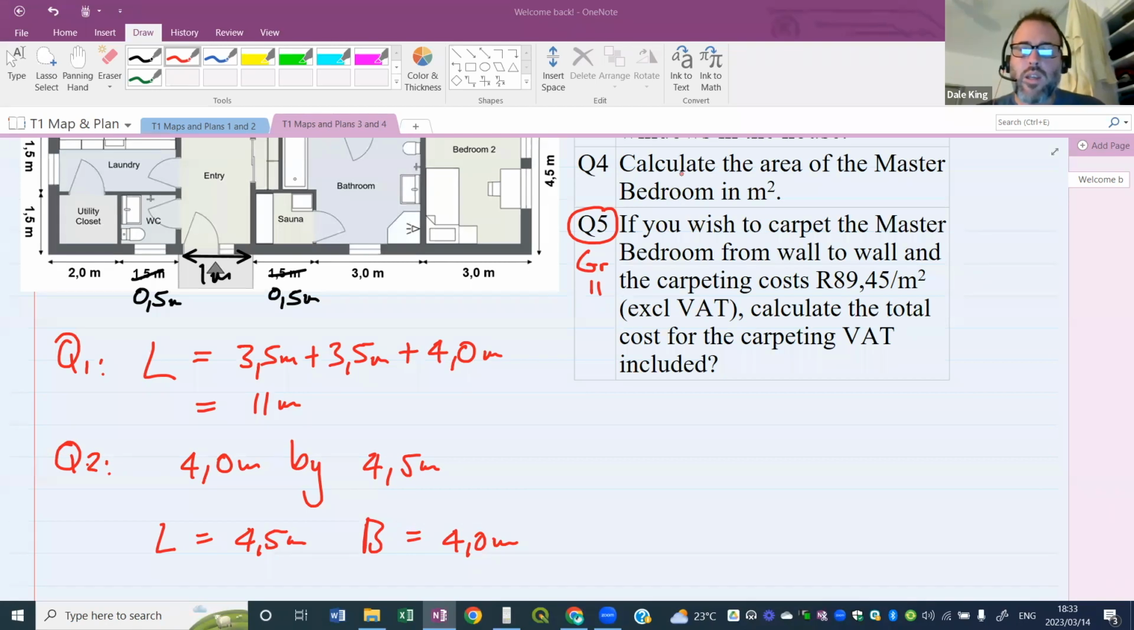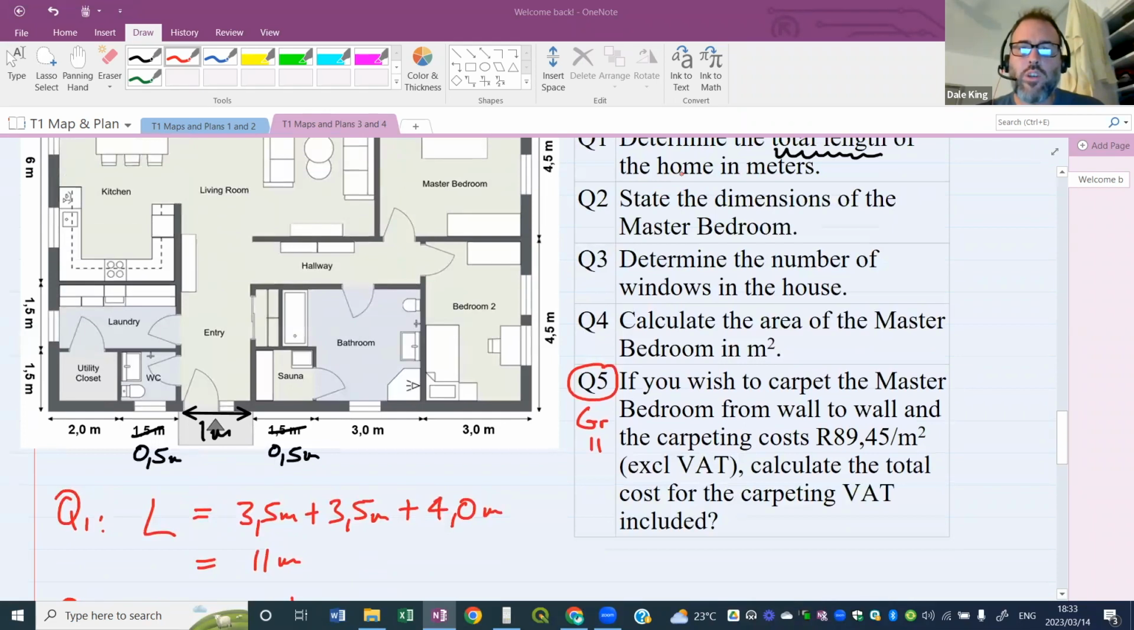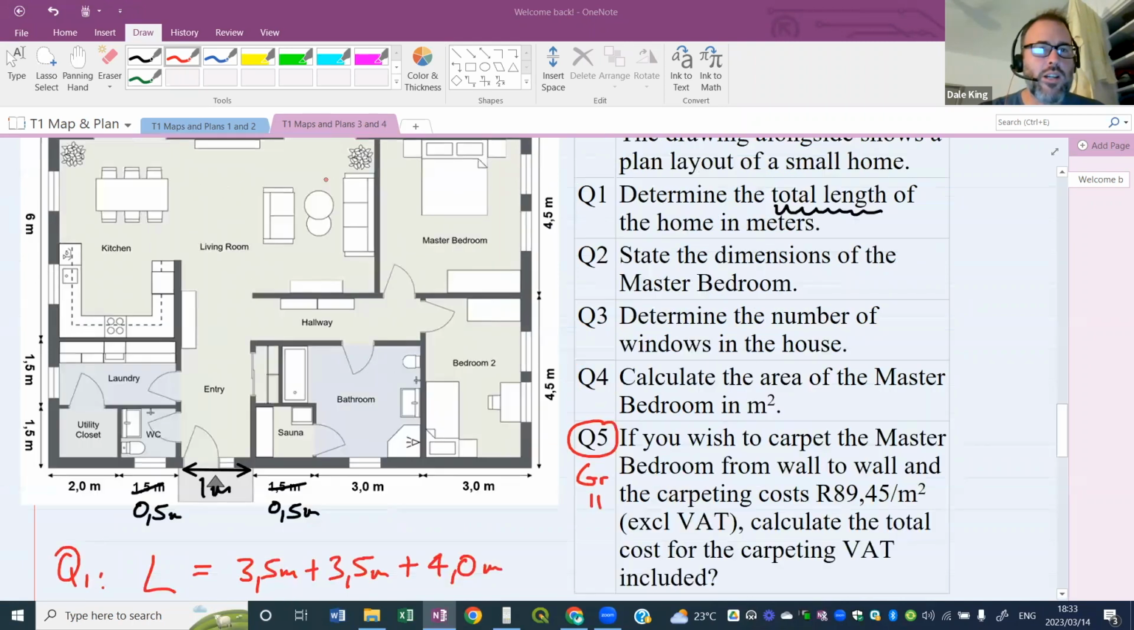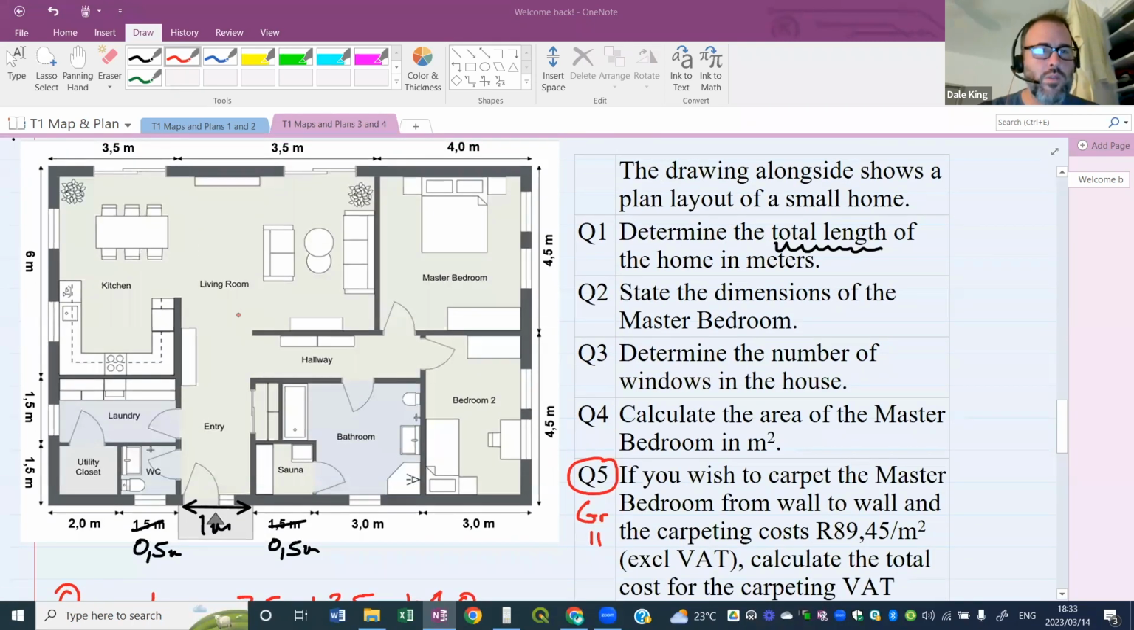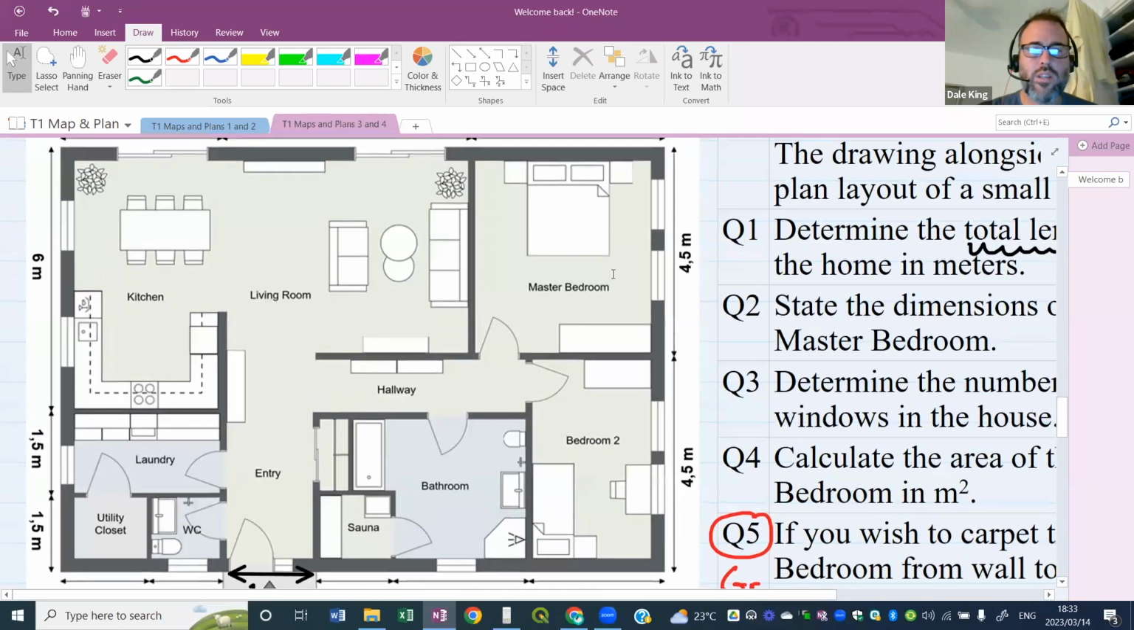All right. Let's have a look at the next question. Number 3. Determine the number of windows in the house. Now I'm going to let you guys stare at the screen for a bit. I'll zoom in a little bit there. Determine the number of windows in the house. We're going to have a whole lot of people pointing at their screens now. Nice and easy question. Not too difficult at all.